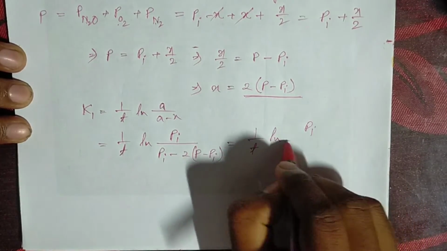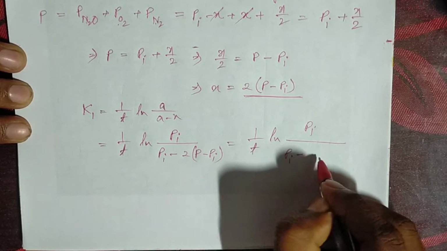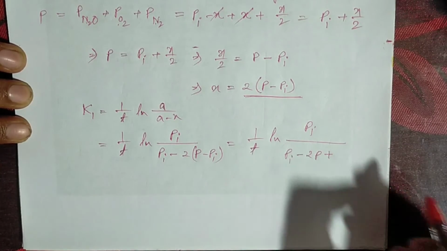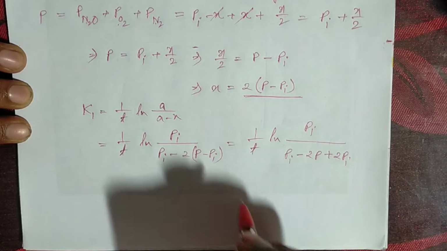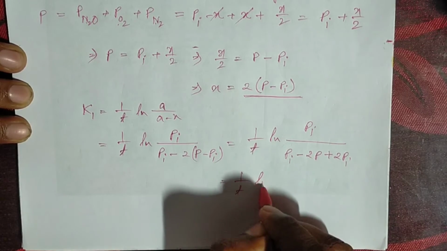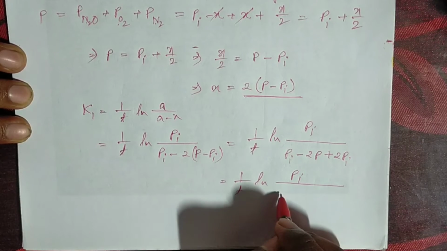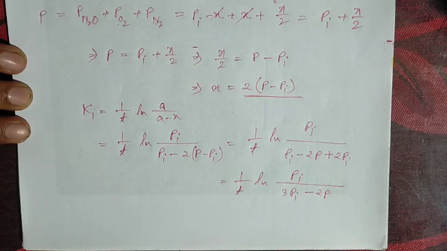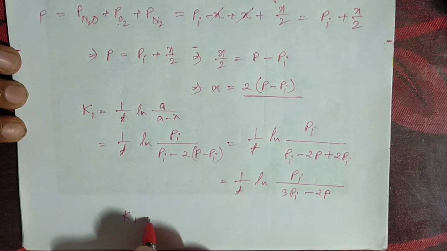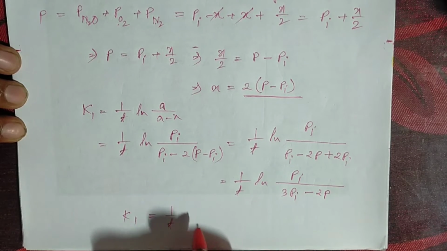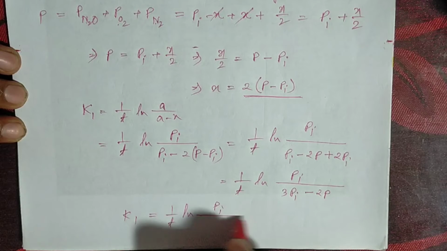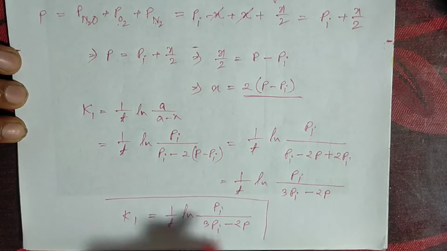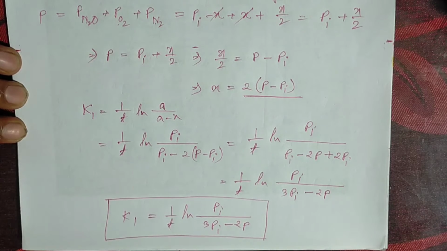So it will be ln Pi minus twice P plus 2 Pi. It will be 1 by T ln Pi by thrice Pi minus 2P. So it is solved that K1 is equal to 1 by T ln Pi by thrice Pi minus twice P. This is the final equation.